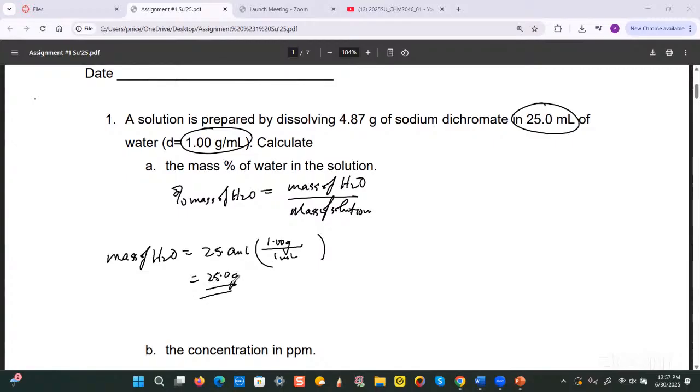Okay. And then as far as the mass of the solution, that would be equal to what? How would you get the mass?